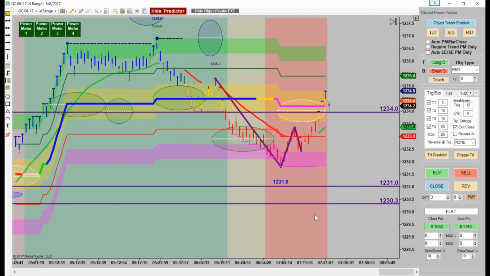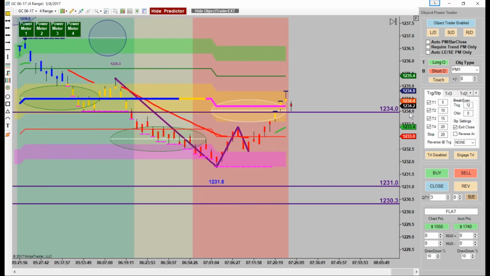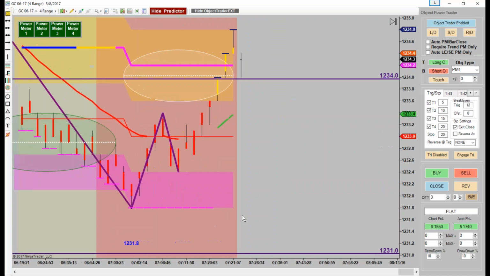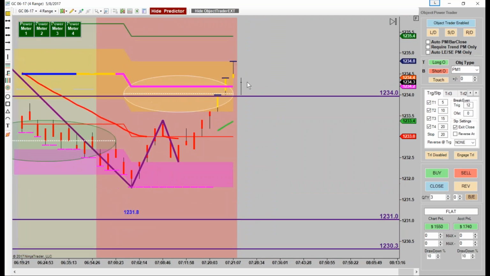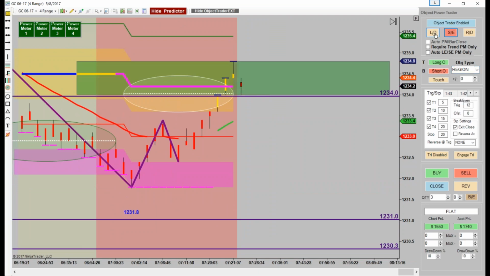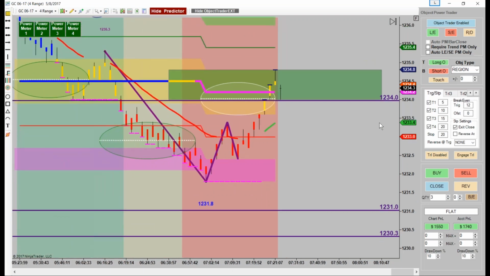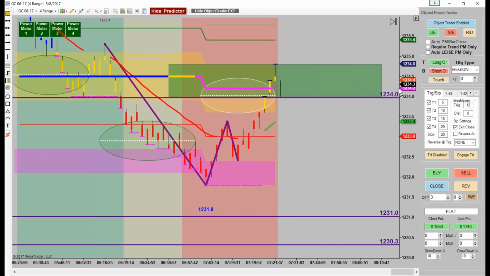Box it in. Did you know boxing in is almost like a PM most times? Your power meter trade. See how power meter's green? But let's box it in. We like to watch two full candles, right? So we're going to box it in with region. Got to hurry. And we're going to go short outside, long outside, just in case. Because this could easily break to the other side too, couldn't it? See if we get a trade.